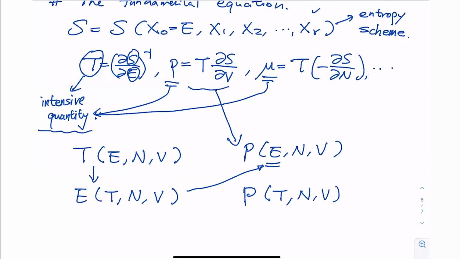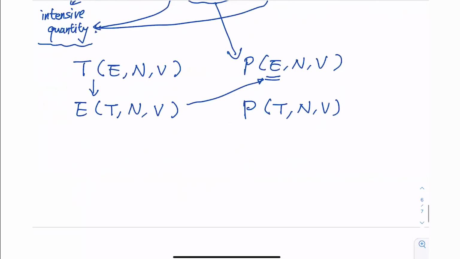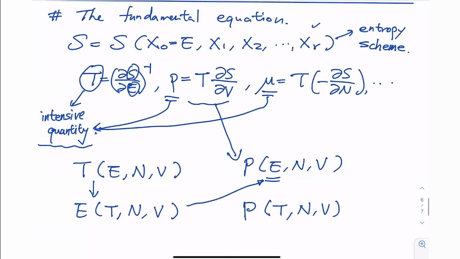description using the extensive variables to one using the conjugate intensive variables. So here is just the general structure of that. This is the fundamental equation, and usually it is described by the entropy scheme, which means that we want to maximize the entropy to find the equilibrium configuration.